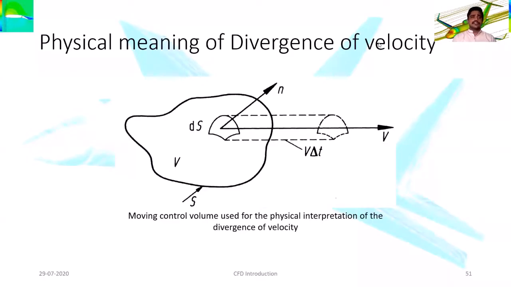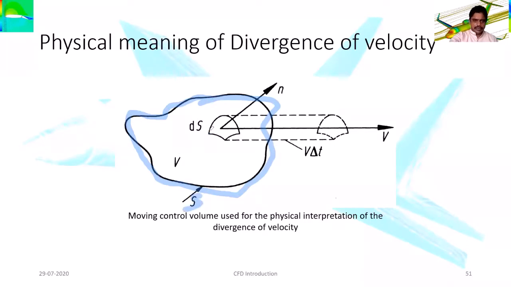So let us discuss a new topic here: the physical meaning of the divergence of velocity. What exactly is the physical meaning of the divergence of velocity? Here on screen you can see that we have considered an arbitrary surface, let me annotate it on the screen, with surface area S.